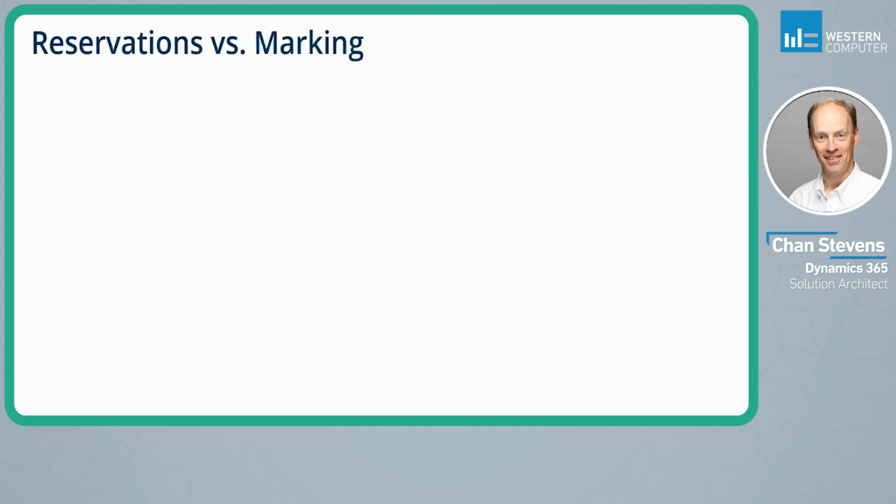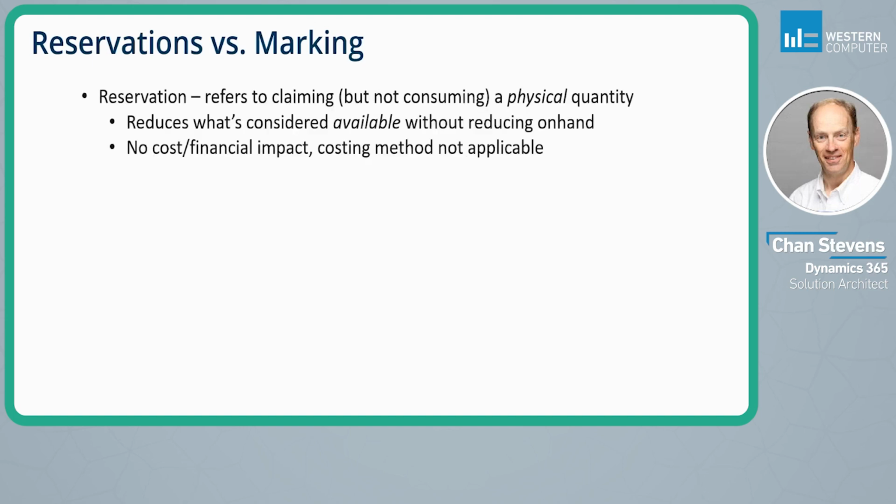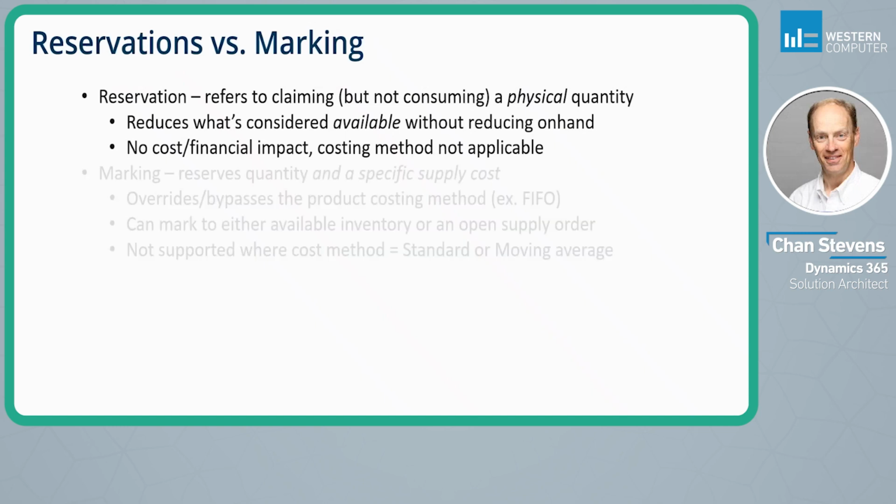So let's start first with a vocabulary lesson on reservations versus marking. A reservation in Dynamics refers to claiming but not consuming on-hand or available physical inventory. It reduces what's considered available, but it doesn't reduce what's on hand. There's no financial posting or debit and credit on this. It does not affect the financial costing or impact, or the costing method itself on the items are not relevant for a reservation. It simply claims or prevents consumption of quantities.